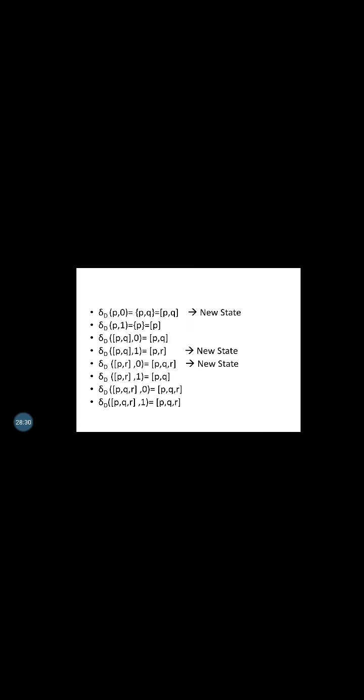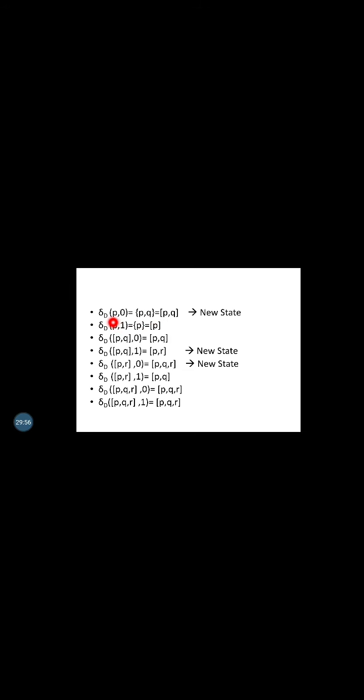Now from the transitions we have to construct the transition table for the new DFA. So P comma 0 and P comma 1, similarly PQ comma 0 and PQ comma 1, PR comma 0, PR comma 1 and PQR comma 0, PQR comma 1 will be considered, as R is considered as a final state. So PR contains the final state R, so PR will also be considered as a final state, and PQR also contains the final state R, so PQR will also be considered as a final state.